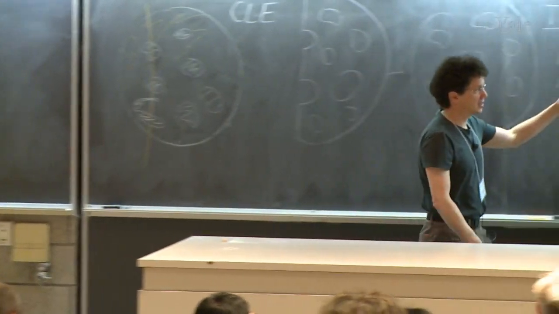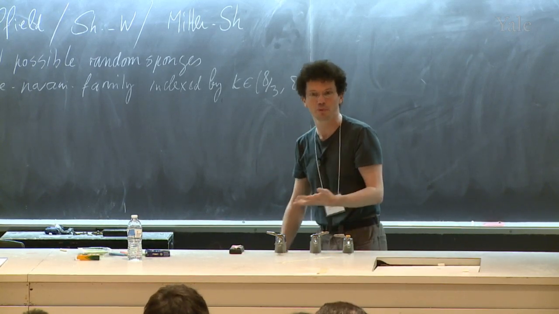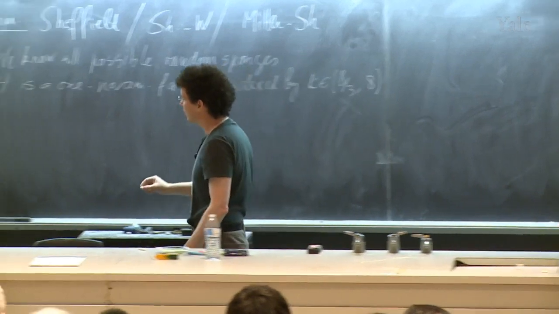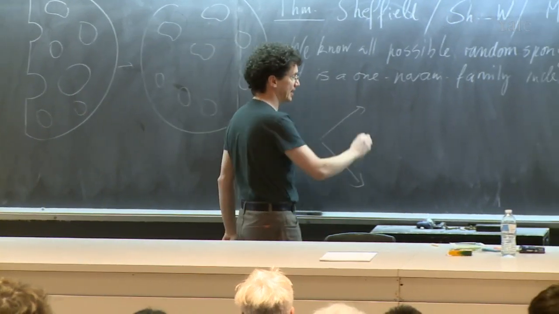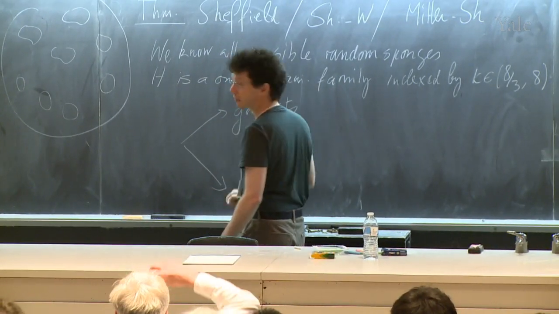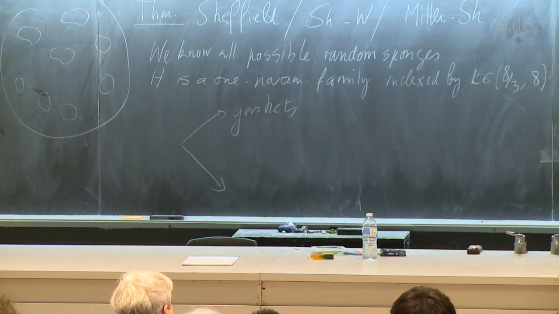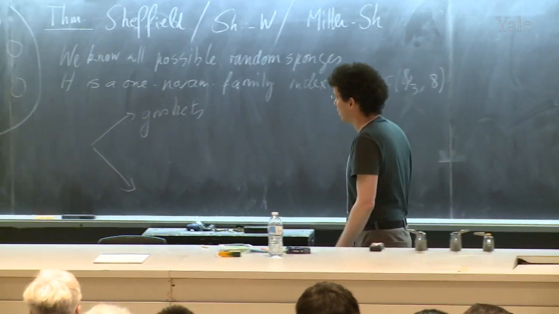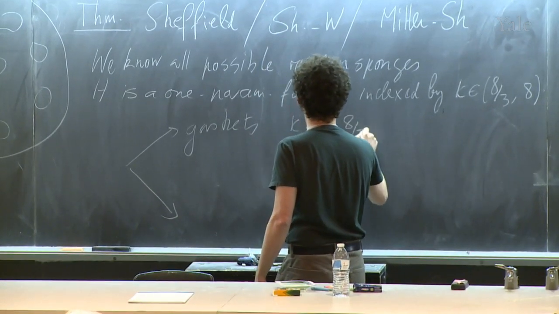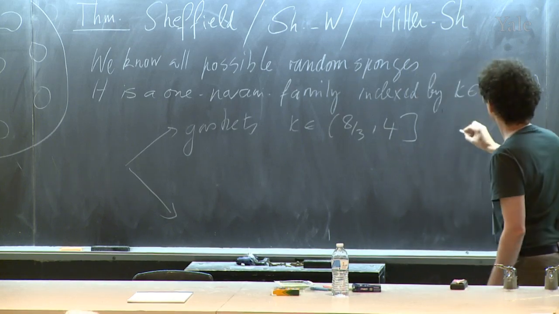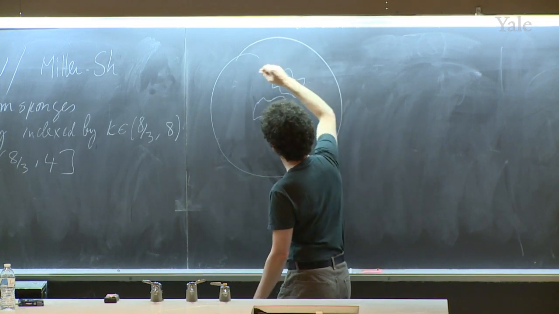But okay, it's indexed by kappa, and then comes some numerology, funny things, that tells you there are two types of sponges. So you have those that are gaskets, where the holes never touch each other and never touch the outer boundary. And this would correspond to the value kappa between a third and four. So the idea would be that you have a picture like that, and then you have all these holes.